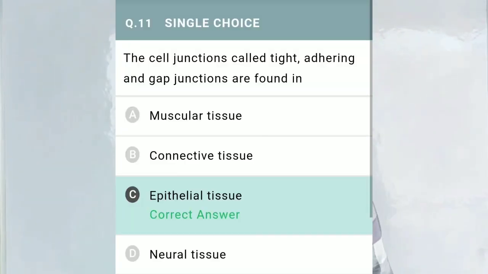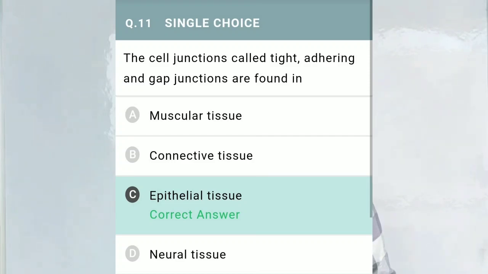Question number 11. The cell junctions called tight, adhering and gap junctions are found in. So the correct option is option C, that is epithelial cells. So in epithelial cells we find tight, adhering and gap junctions. Okay. Now move to next question.